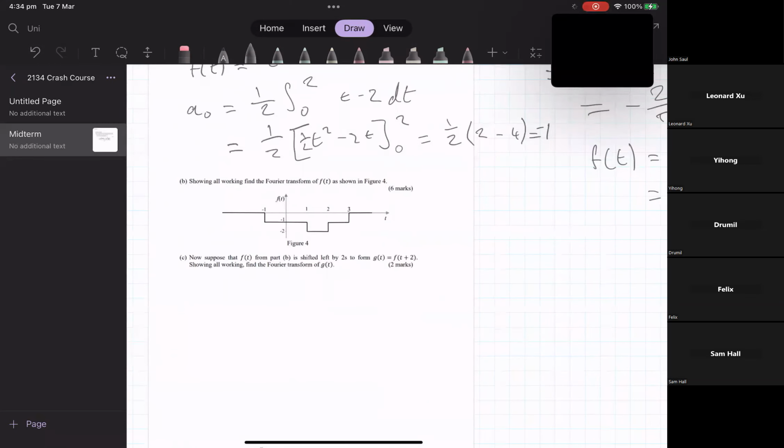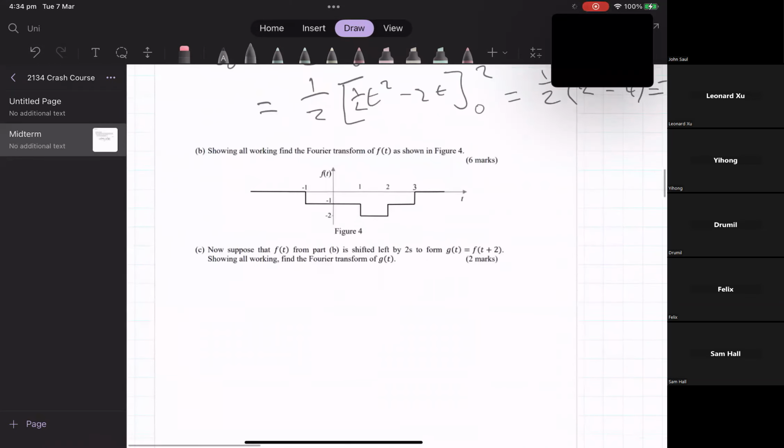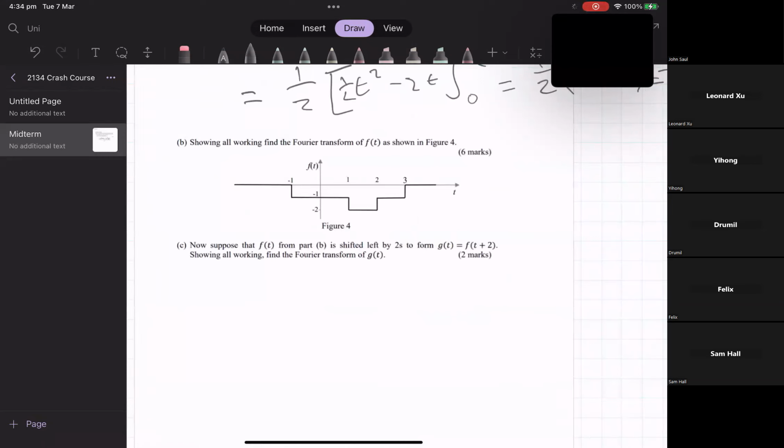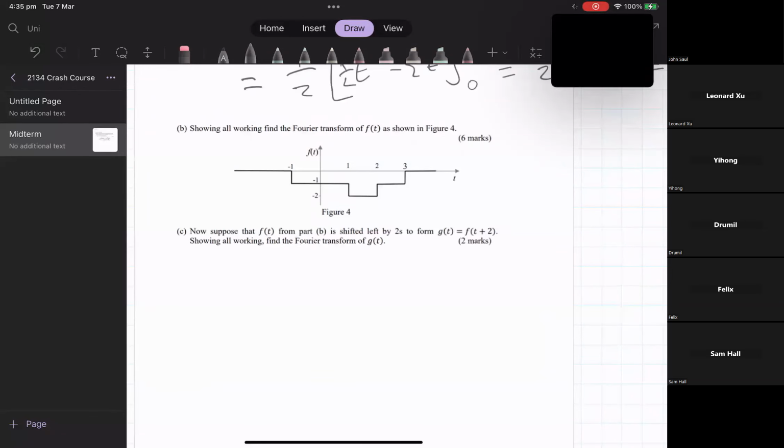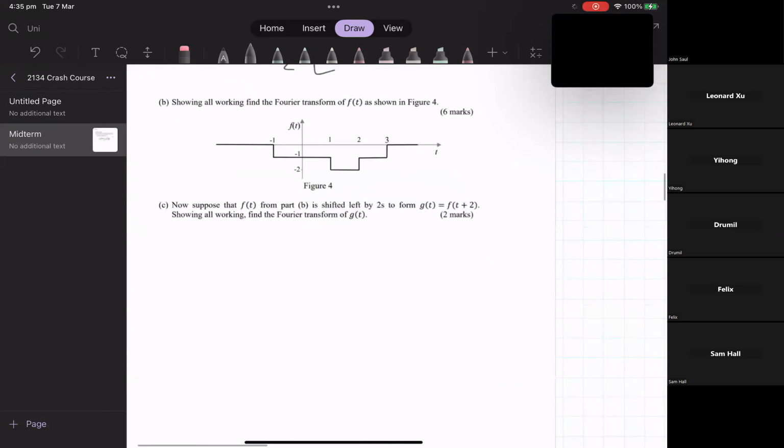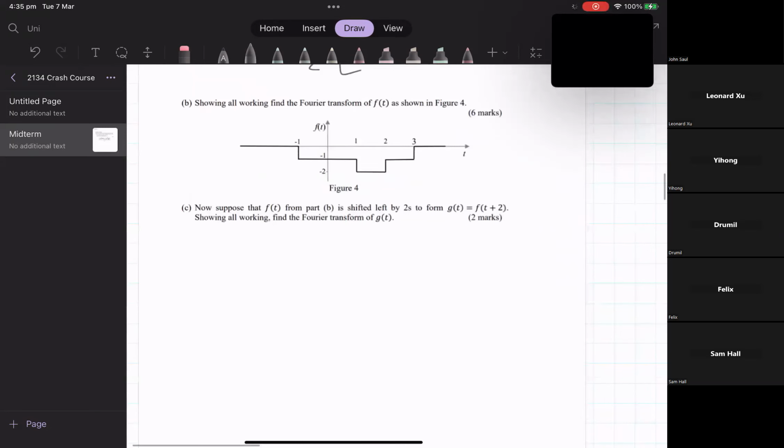Okay, for question B, we have a Fourier transform question. So that's where you will want to be using your formula sheet or have it memorized. In this case, we have an f of t that is not a periodic function. So we're going to have to break it down into different pieces. So solving B.